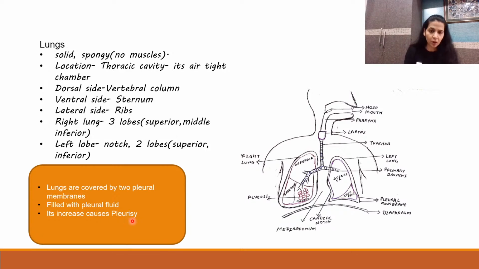All right. Now, just below the lungs, can you see this diaphragm? We had mentioned the diaphragm in the beginning of this session also. There is a muscular band present right below the lungs, that is known as diaphragm.